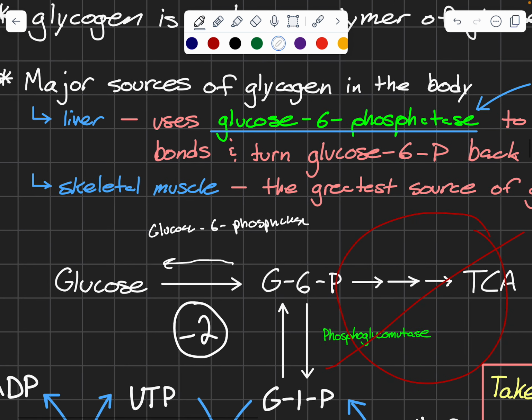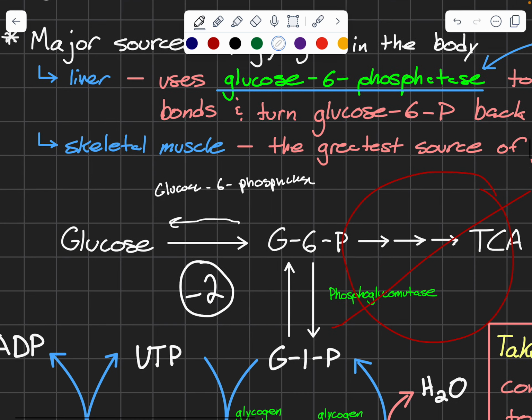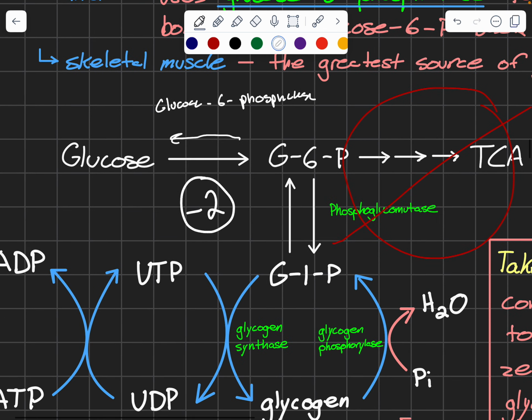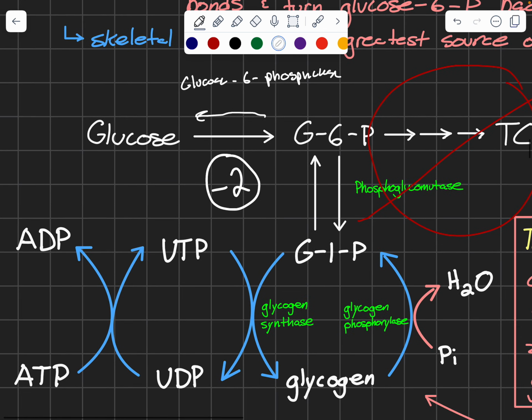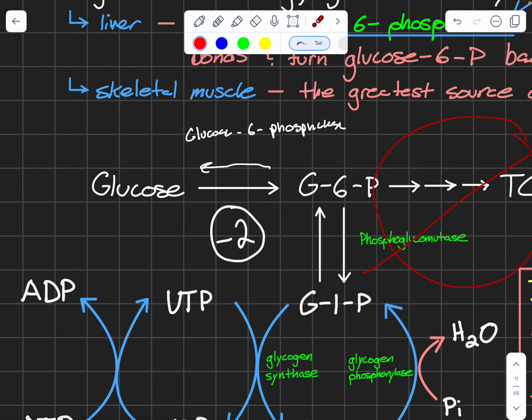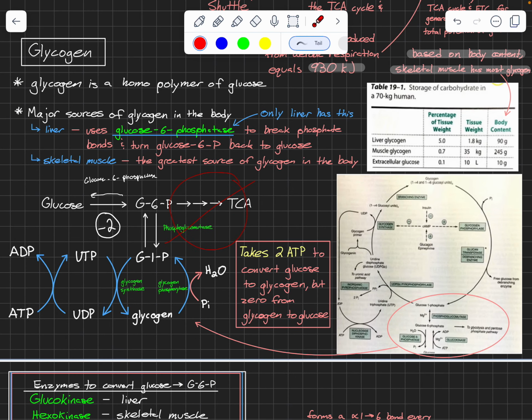And this enzyme is highly specific to the liver. The liver is one of the few areas in the body that allows us to convert products of glucose back into glucose. So we're going to take glycogen again, turn it into G1P, put it back up here to G6P, and through the activation of the enzyme glucose 6 phosphatase, it allows us to turn G6P back into glucose here to put back into our blood or to send down some alternate pathways.